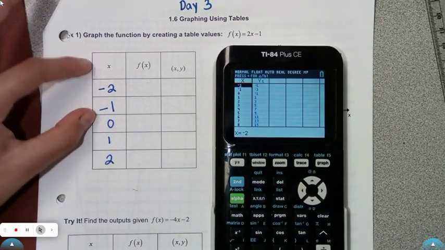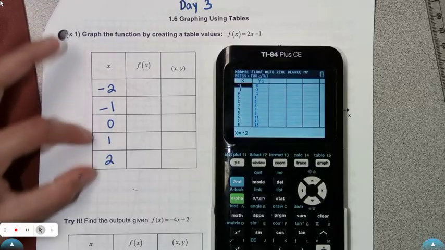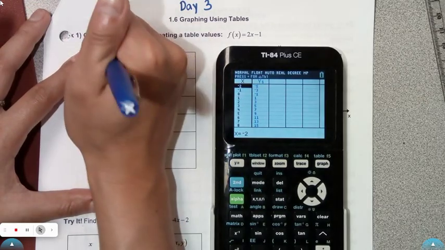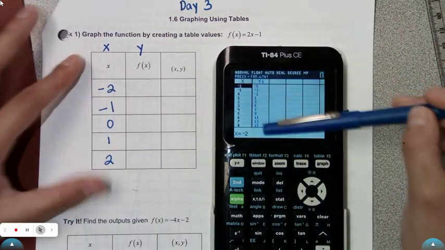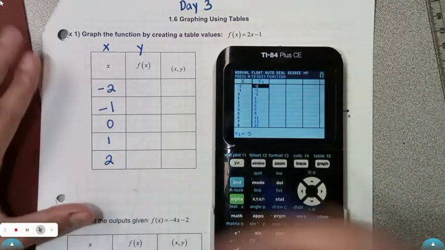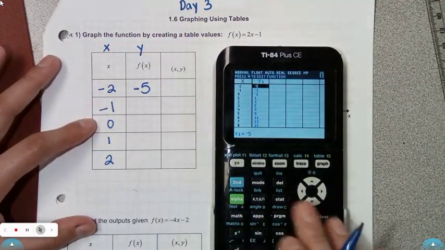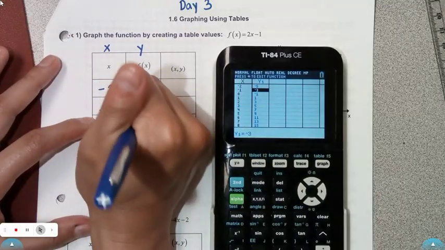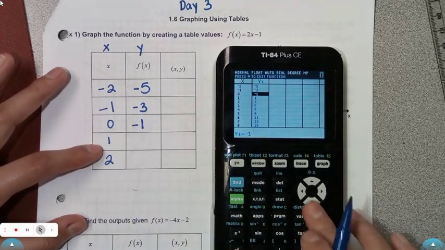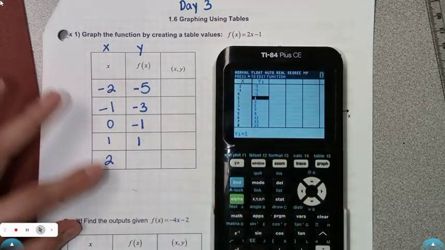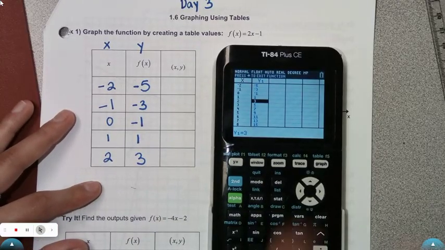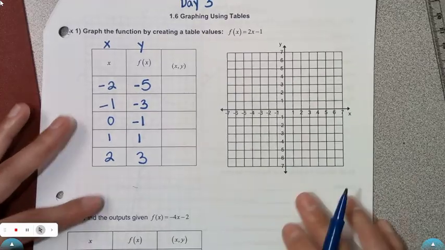That way I have a little bit of the negative side, the left, I have 0, and then I have the positive side. Then the numbers that go with these x's for the y, right, because this is x, this is y, I'm going to write here. So the -2 goes with -5. So that's what I write here. The -1 goes with -3. The 0 goes with -1. The 1 goes with 1. And the 2 goes with 3. Okay, I don't need my calculator anymore. I'm going to put it to the side.